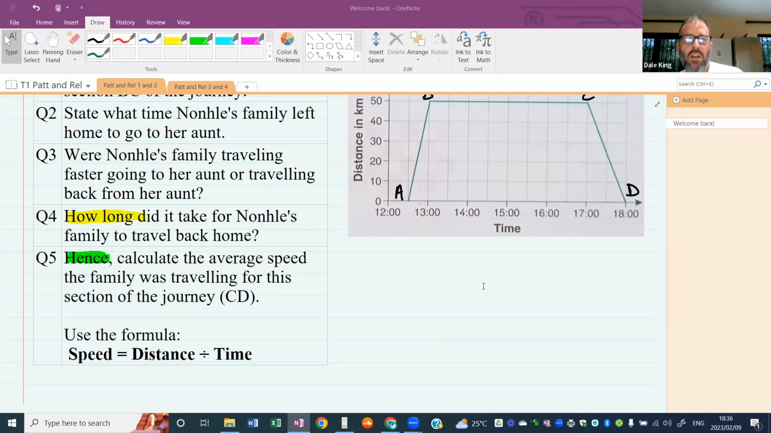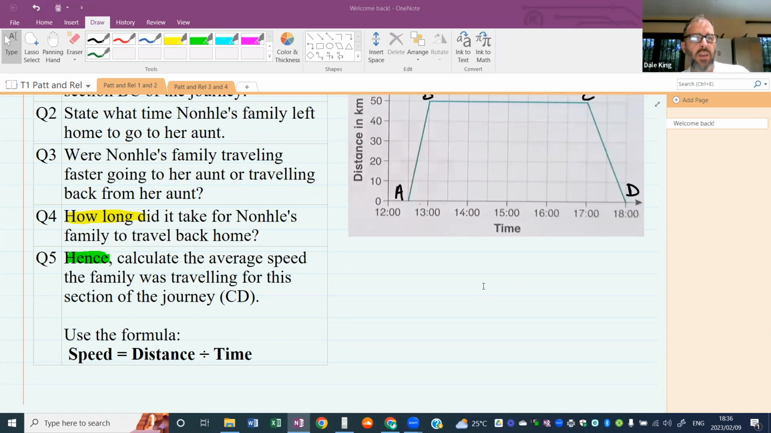So it's saying, how long did it take for Northley's family to travel back home? And I saw someone already put an answer there, 1 hour. From 5 o'clock to 6 o'clock is 1 hour. And then it says, hence or therefore, which means now that you've done this and got an answer for question 4, you need to use that answer in question 5. So that word hence means now that you've got an answer in the previous question, bring it into this question over here. It means, well done, you've got an answer there. That relates to this question now. Bring it into this question.